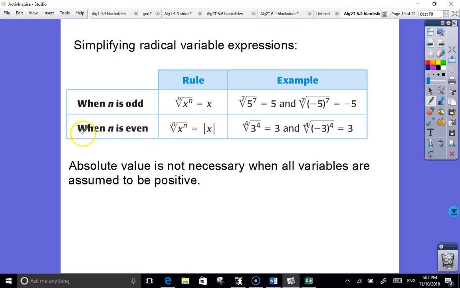When the index is even, if you take the nth root of x to the n, when you pull that x out, you have to make sure that it's positive. So, if you look at it like this, what if I had the square root of x to the fourth? How many x's come out?